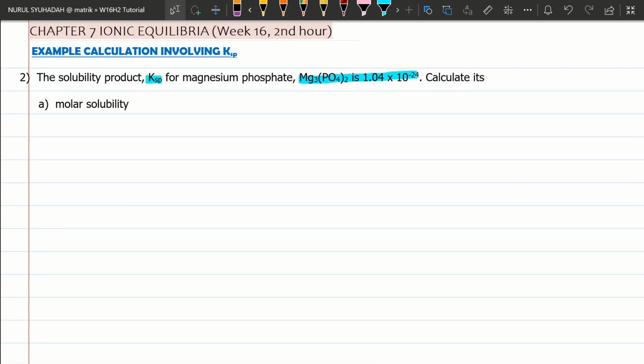Okay. So the question kata, first one, calculate its molar solubility. So clearly here soalan kata molar solubility. So bila molar solubility, awak faham yang awak kena cari apa nilai S. Okay, now, to start answering this question, the first thing that you need to do is, kita akan tulis, okay, so, let S, okay, sebagai molar solubility.